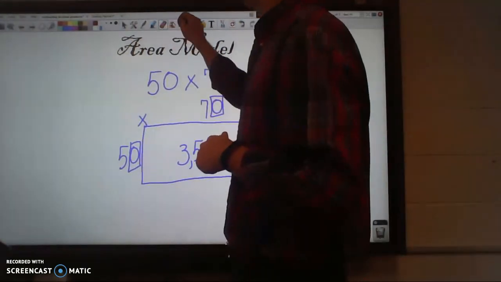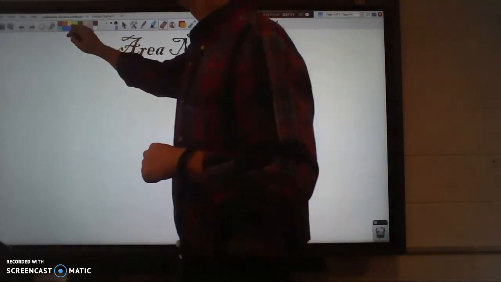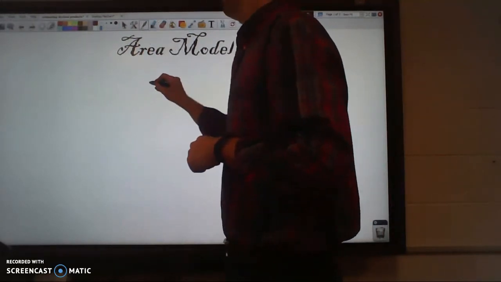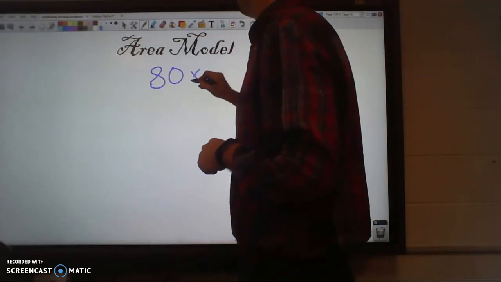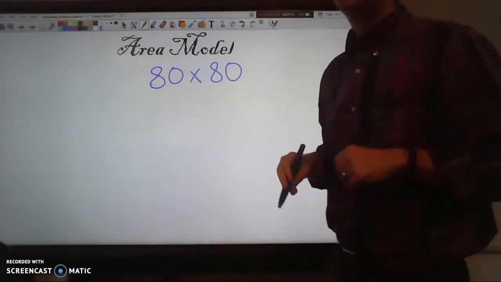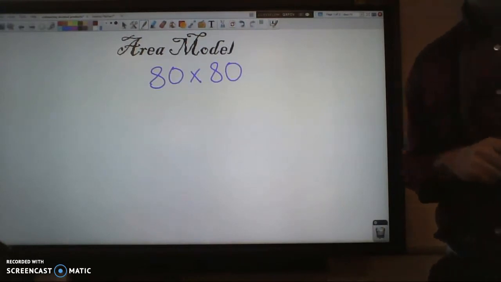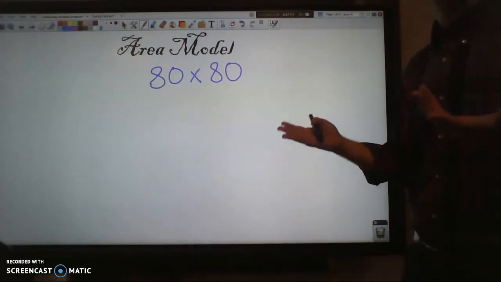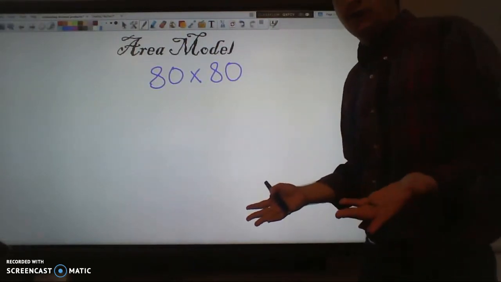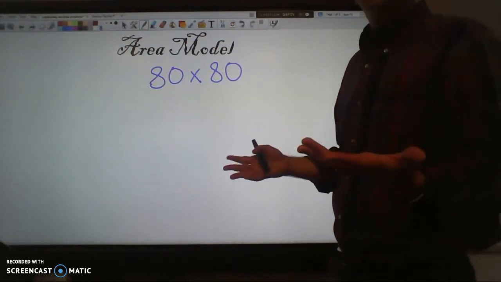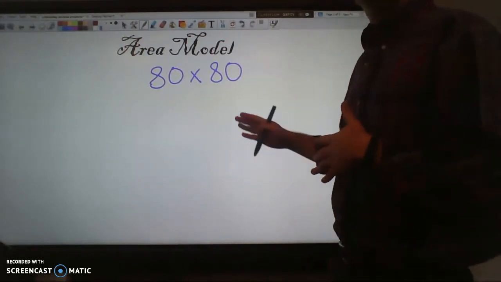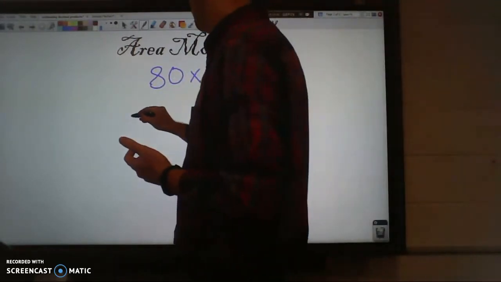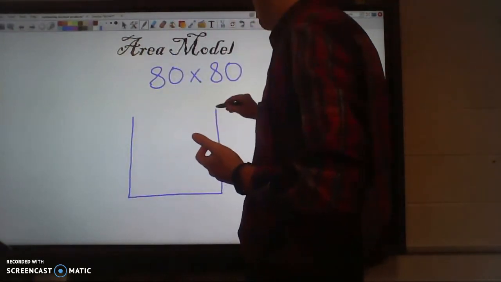Let's do a little different here. So let's do 80 times 80. Now, what do we notice about this? Well, both of them are 80. So if the length was 80 and the width was 80, we would know that this shape is going to be a square. I'm going to try to draw my best. If it's not exactly the same, it's okay. But we just want to make sure that we're realizing that 80 and 80, it's the same thing. So both the length and the width would be the same.